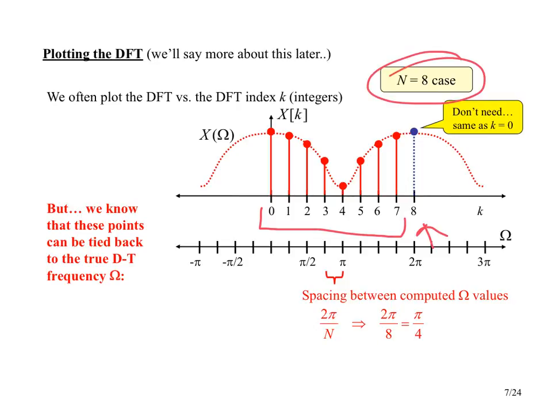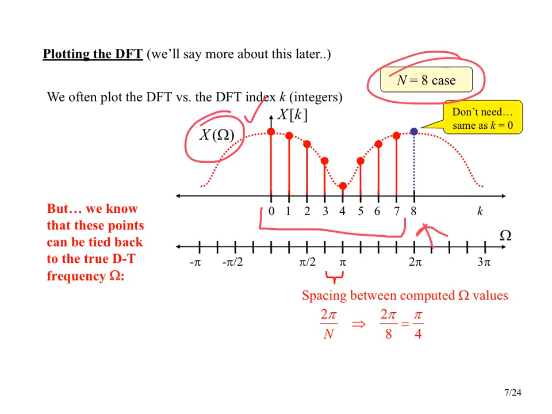We calculate it, and because we are limiting ourselves here to finite duration signals to begin with, these points lie on the curve of X of omega. So that's a key idea here, but that's only true if the original signal is actually finite duration. Otherwise, we have truncated our summation and we are getting the wrong answer.